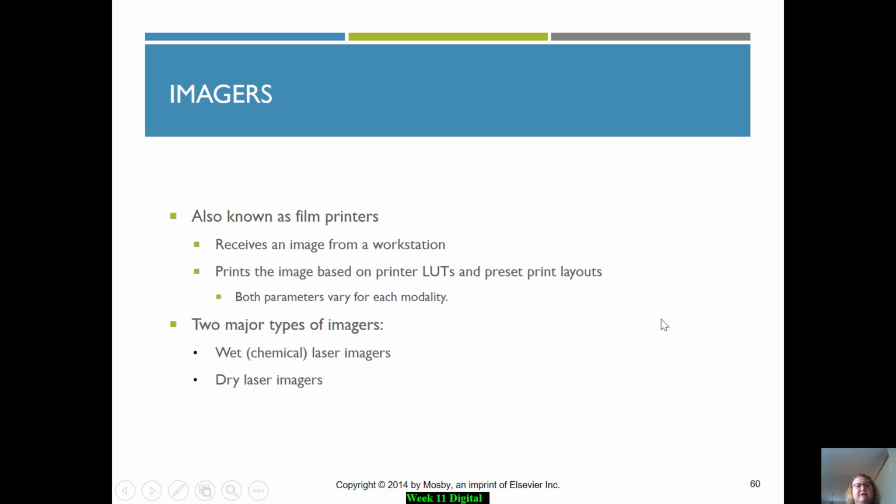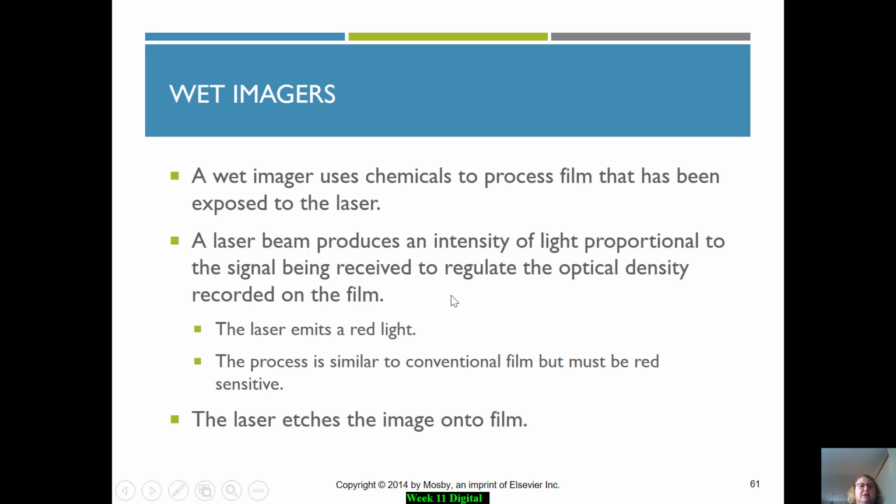Our images for film printers, you receive an image from a workstation that's going to print the image. So just like you do with your printer at home with your documents from Word, you could do the same thing with your images on your computer. You could still print off a hard copy film for that person to take, but the hospital has to have that film printer in place.